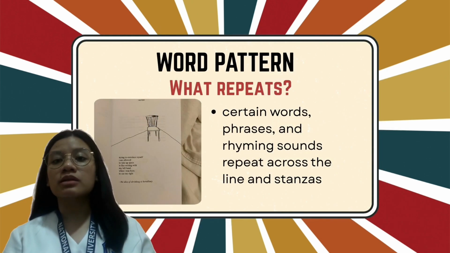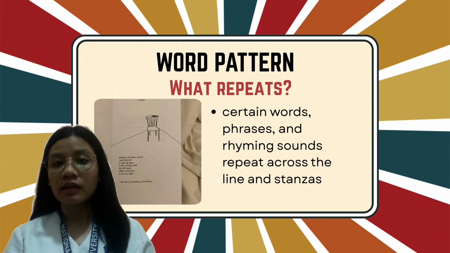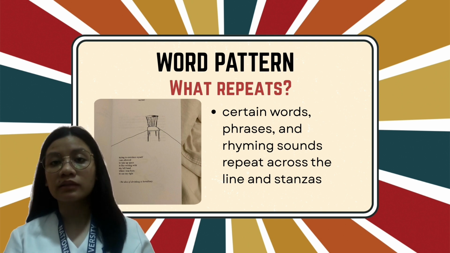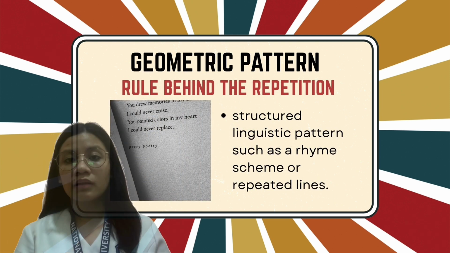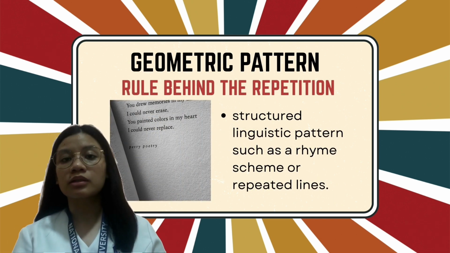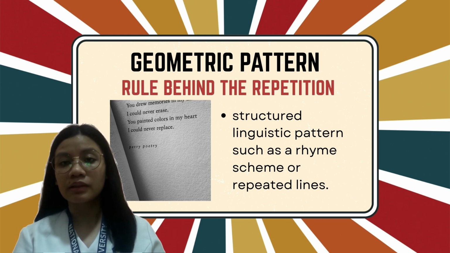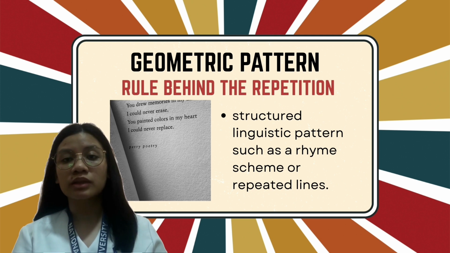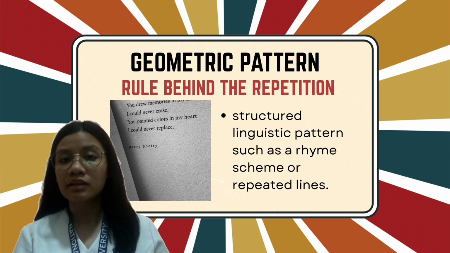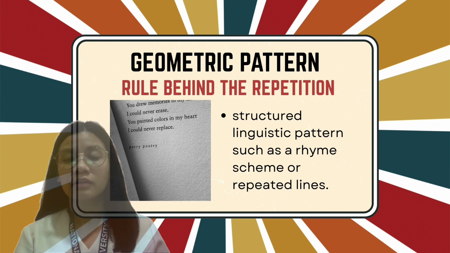Let's start with the question, what repeats in the pattern? In the poem, certain words, phrases, and rhymes repeat across lines or stanzas, which create rhythm and structure. Now let's proceed with the rule of the repetition. The poem follows a structured pattern like a rhyme scheme or repeated lines. This repetition organizes the poem, which gives it musicality and, like math patterns, makes it easier to understand and remember.